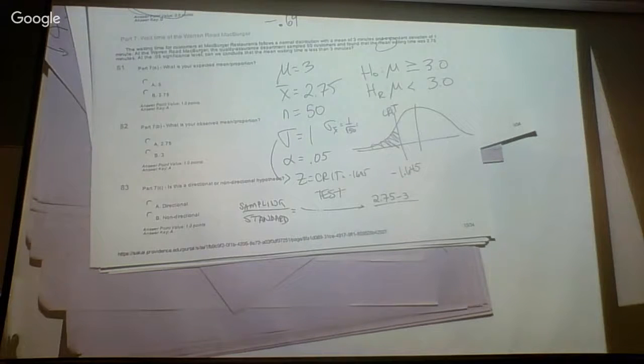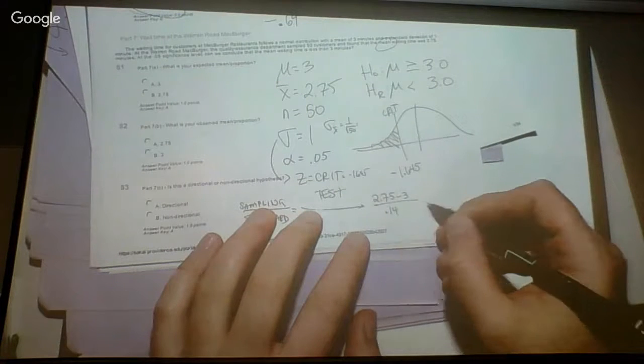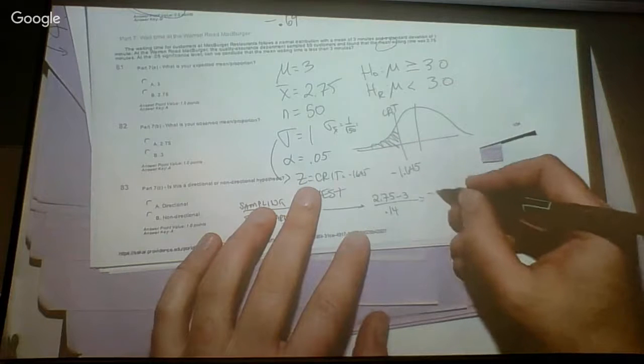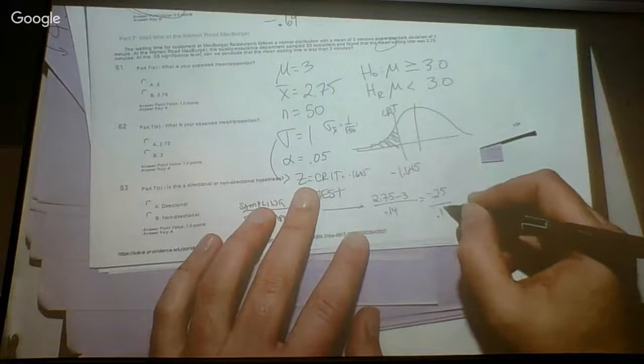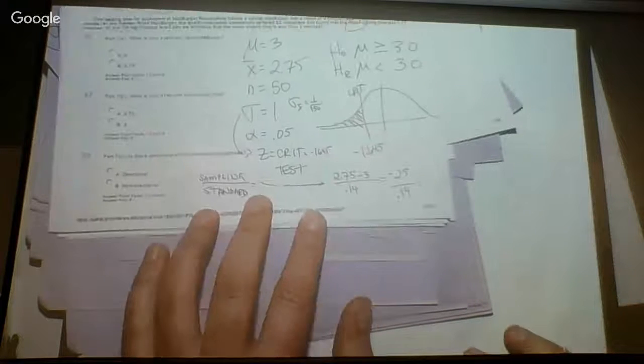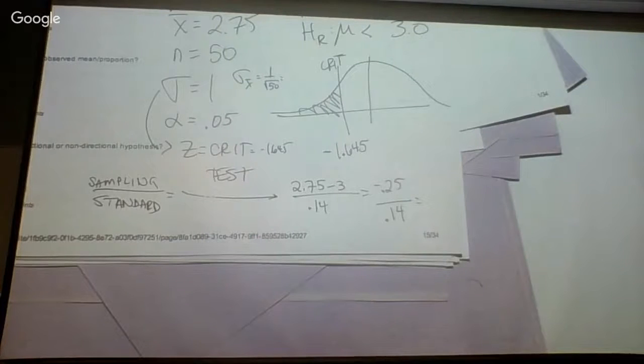Probably like 0.12, 0.13, 0.14. 0.14. Yeah. Standard error? 1.78. Oh, sorry, it's 0.14. Yeah, I'll go 0.14. That seems reasonable. This could be a close one because we've got negative 0.25 divided by 0.14 for our test statistic. That's a pretty close one because that's almost twice the standard error.